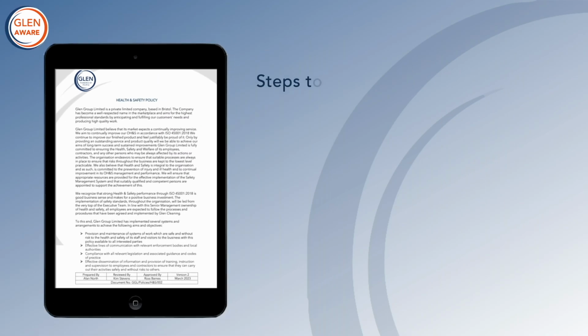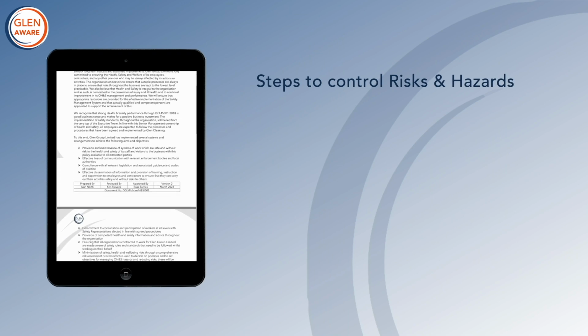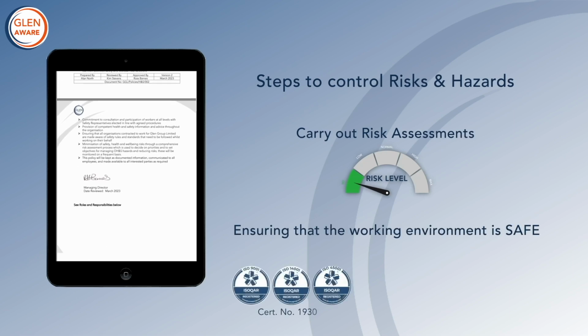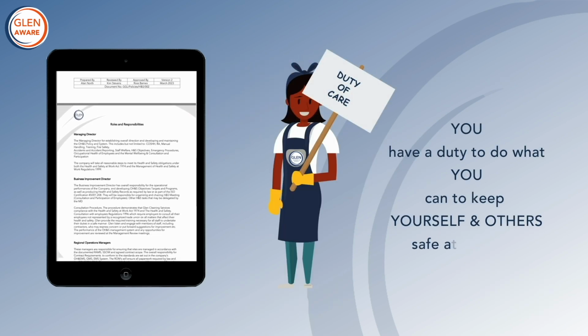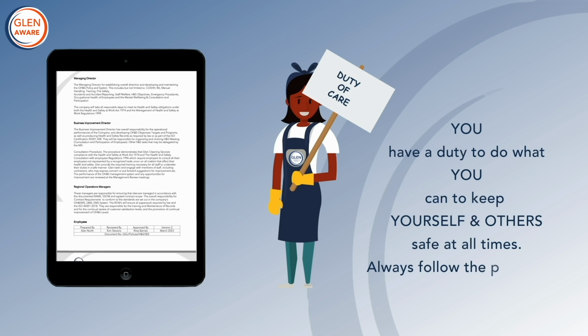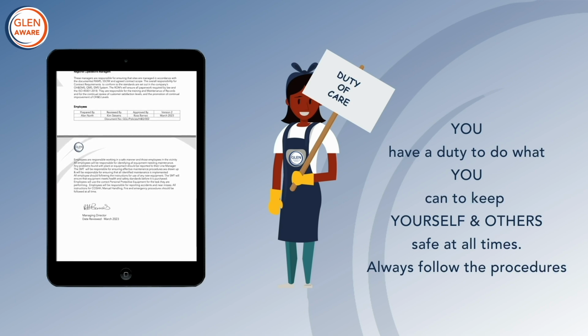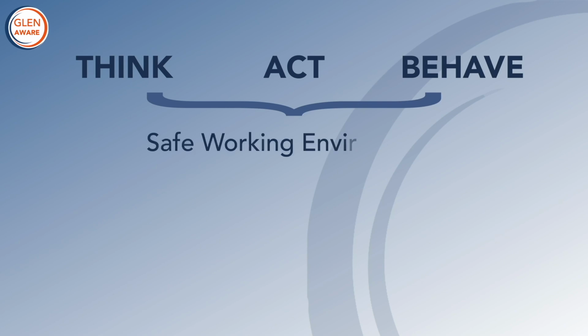Glen has a duty of care and must take steps to control risks and hazards. This includes carrying out risk assessments and ensuring that the working environment is safe by implementing control measures. You also have a duty to do what you can to help yourself and others at all times and to help by always following the procedures. The way we all think, act and behave contributes to a safe working environment.